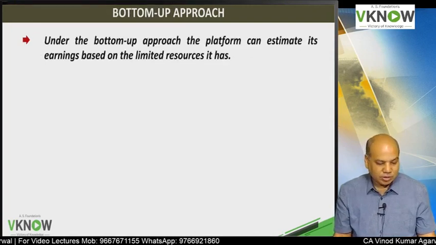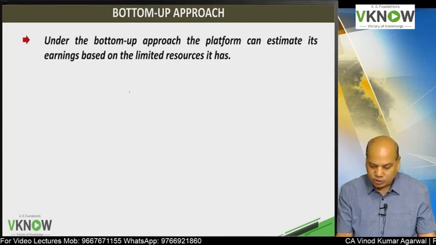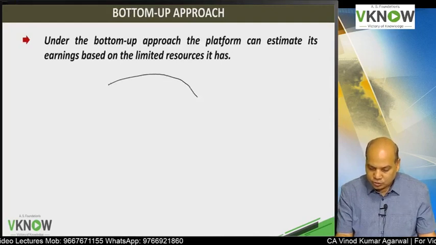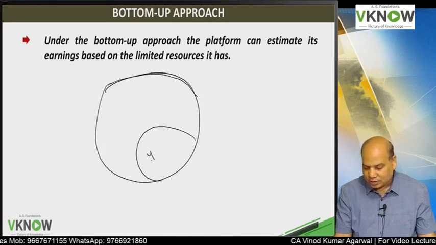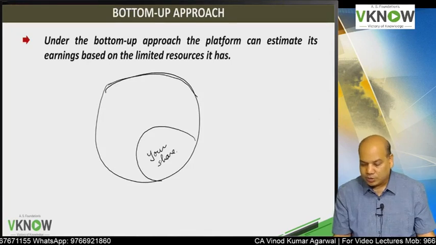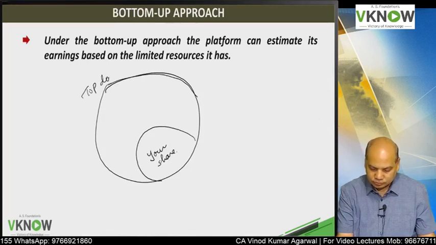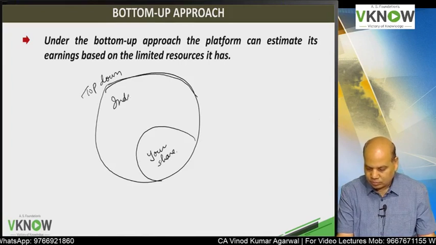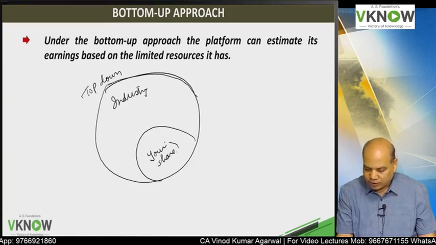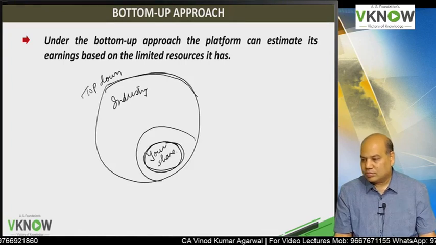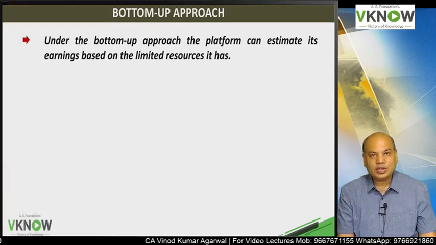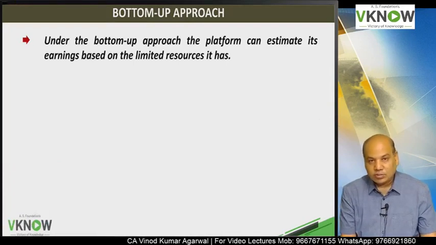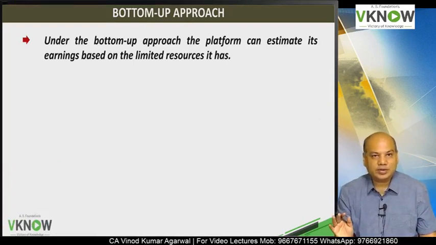So that was about the top-down approach. Top-down approach means you first find out the industry size and your share in that. And then you do the valuation based on your share. Bottom-up approach means you don't look at the industry. You look at how much revenue you will be able to generate.